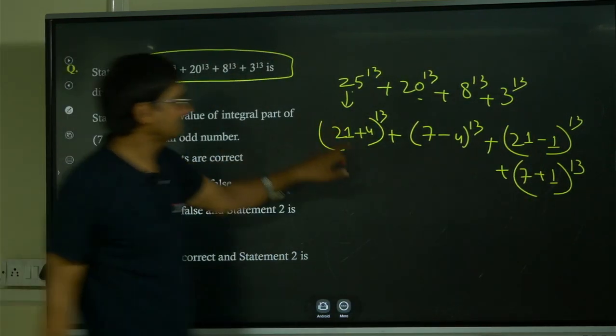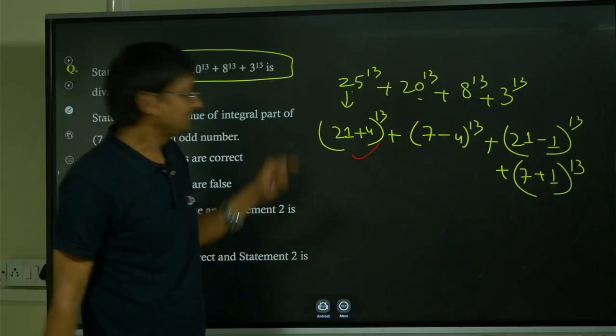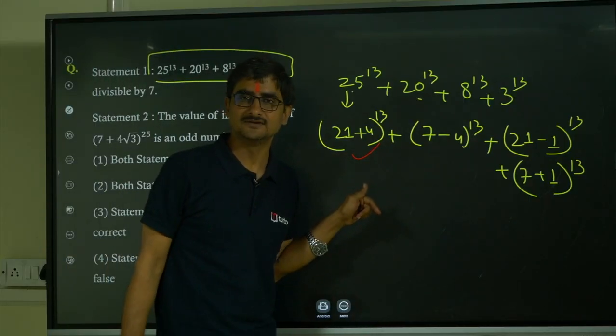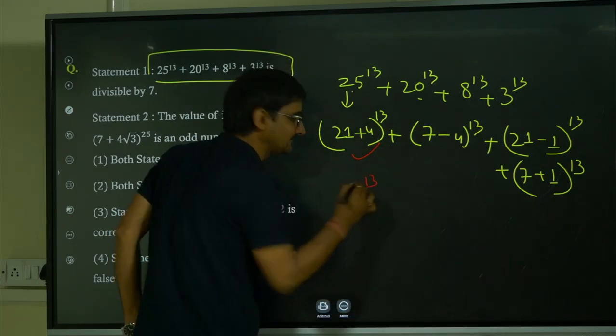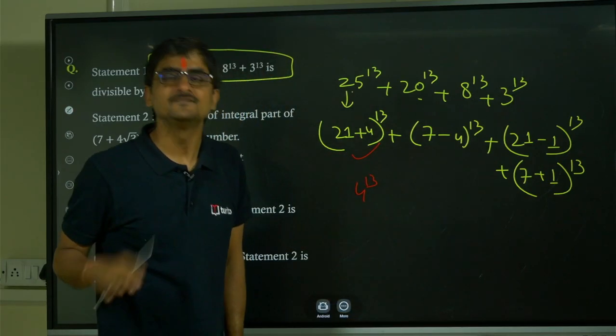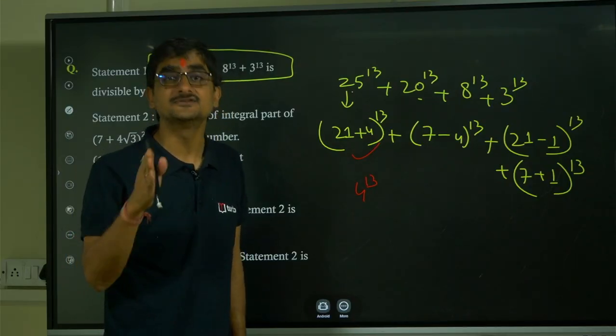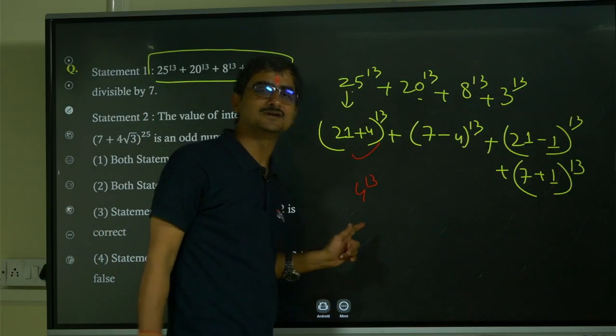Now expand. Let's say we expand this. 21 is a multiple of 7, so all the terms except the last term, which will be 4 raised to the power 13, will be left out. All are divisible by 7, leaving remainder 0. So the remainder you will get from here.